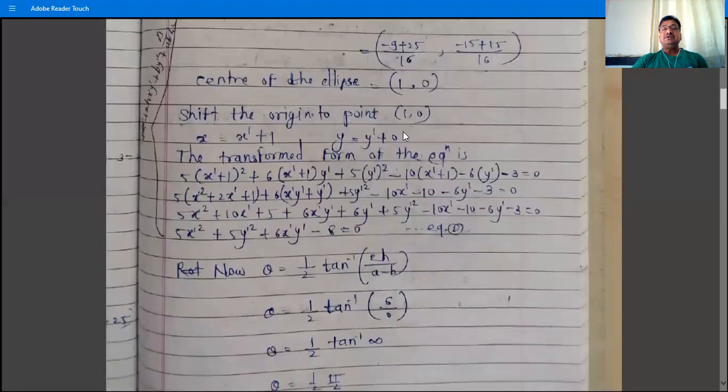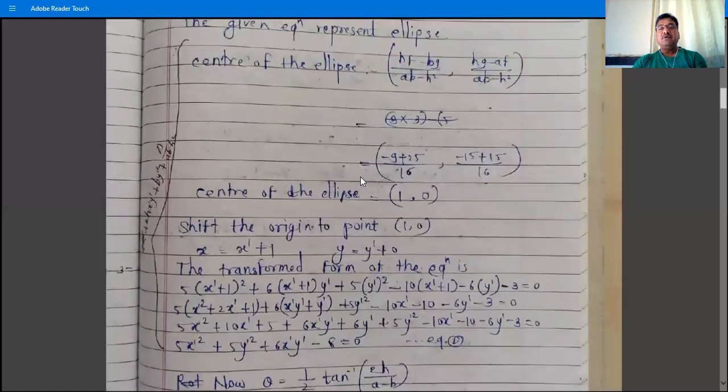Then shift the origin to the center of the ellipse, that is shift the origin to the point (1, 0). So x is equal to x' plus 1: substitute x = x' + h, y = y' + k. These are the formulas for shifting of origin, that is substitute x as x' + h, y as y' + k. What is (h, k)? (h, k) is the new origin, means h is 1 and k is 0. So we have x = x' + 1, y = y' + 0, means y = y'.